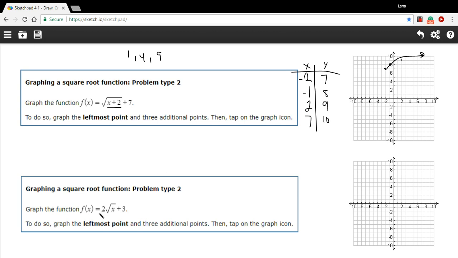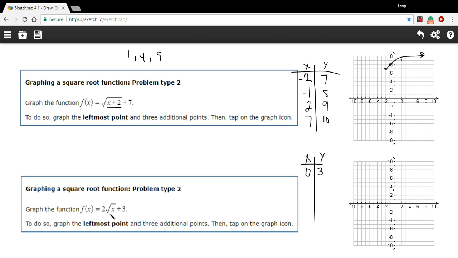Let's try one more. This one's just slightly different because it has this 2 multiplied by the square root part, the radical part. What this does is it squishes or stretches the graph a little bit, but the process for graphing it is really still the same. We want to find the leftmost point, and that's the point where what's under the radical sign is equal to 0. In this case, that's just x under the radical sign. So if we put in 0 for x, that should be our leftmost point. So we'll put in 0, and 2 times 0 is 0, and then plus 3 is 3. So that's our first point, the point 0, 3. So right here.